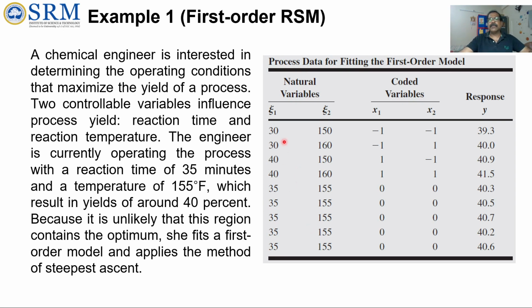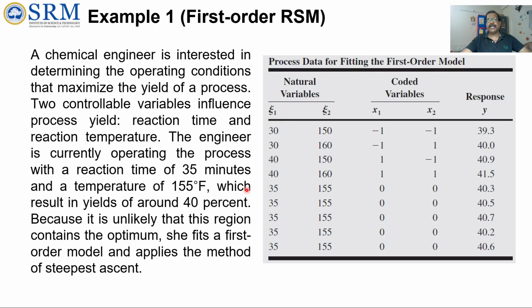Some of the parameters are given here, the responses also given: factors x1 and x2, and coded variables: low level of x1 and x2, low level of x1 and high level of x2, high level of x1 and low level of x2, and high level of both x1 and x2. With that operating condition they performed the experiment and found the responses.